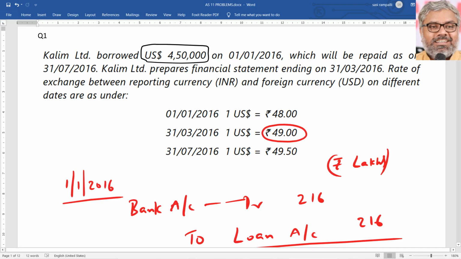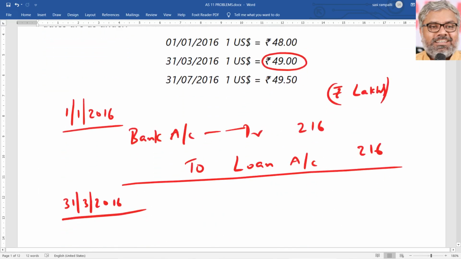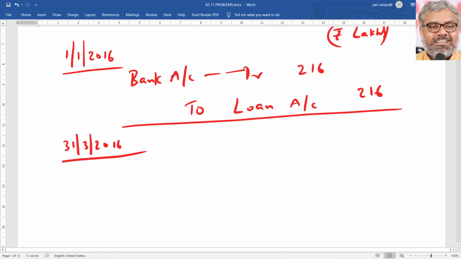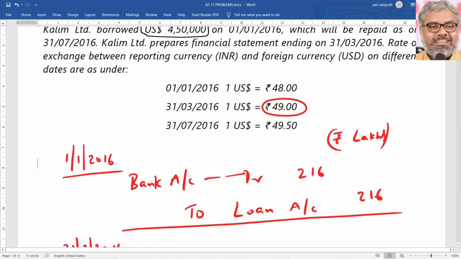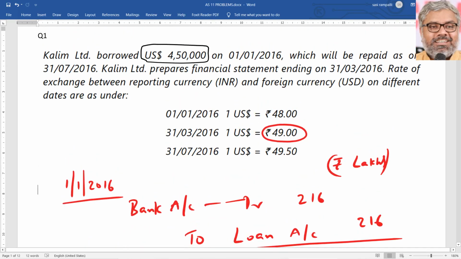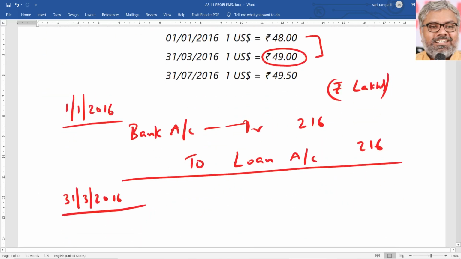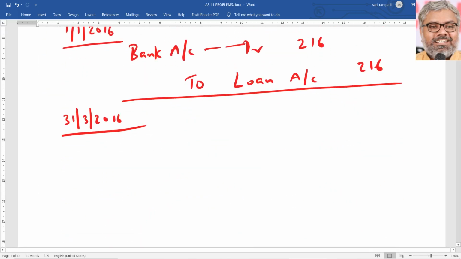Whereas already the loan account here is only 216. That means, definitely because of this exchange rate fluctuation, there is a loss of 4.5 lakhs. Naturally, you can see that also. 1 rupee difference is there. $4,50,000 into 1. That means 4.5 lakhs loss has happened.